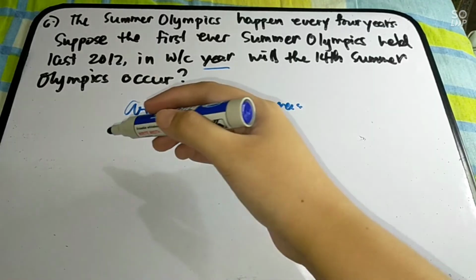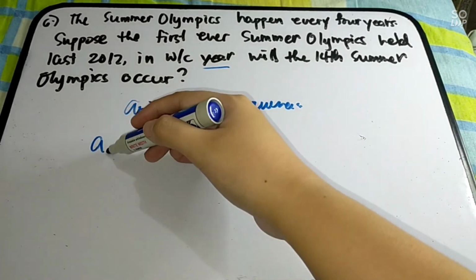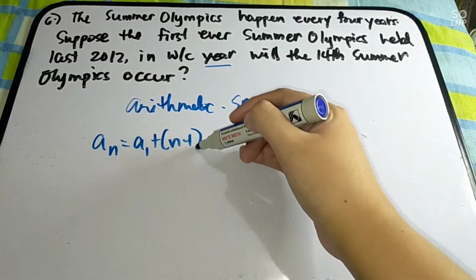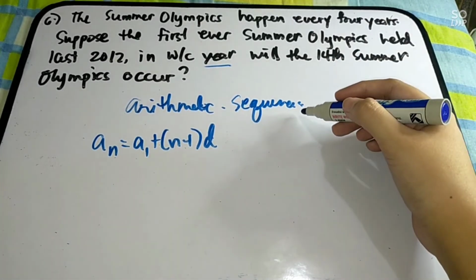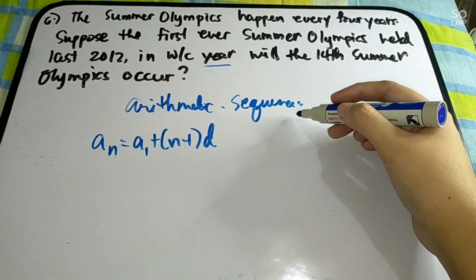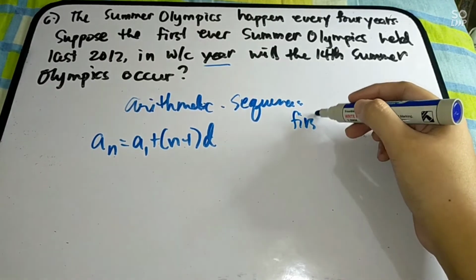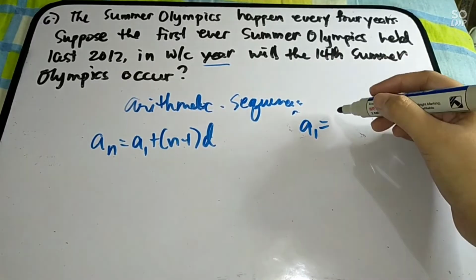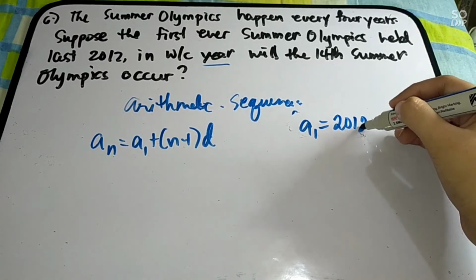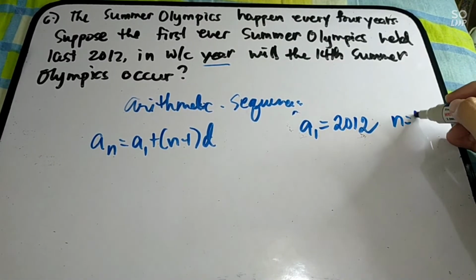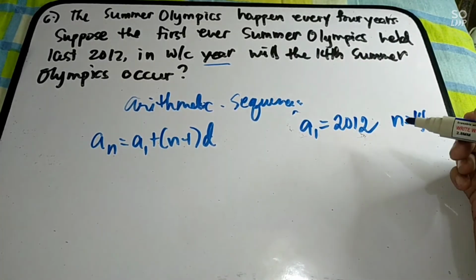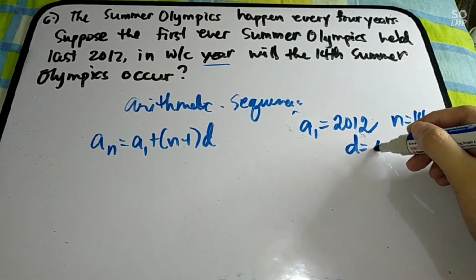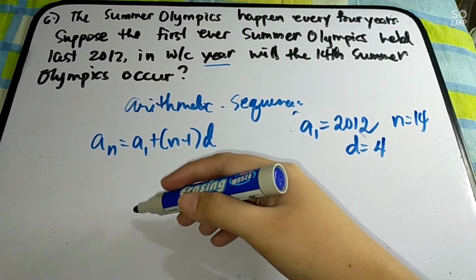Okay? Since arithmetic sequence, ang ating formula is a sub n equals to a sub 1 plus quantity n minus 1 times d. Then, you're given here, ang first na ganap daw is also, we have here a sub 1, which is 2012. Then, the number of terms is 14. Pang ilan daw sa 14. Then, your common difference is what? So, every 4 years. So, that is 4. That is your common difference.